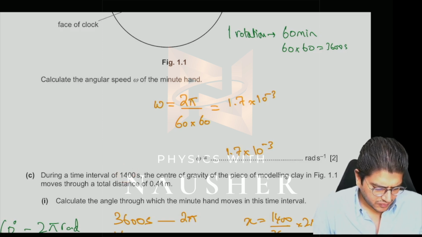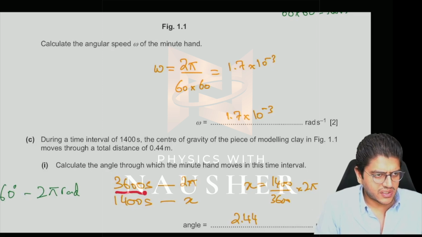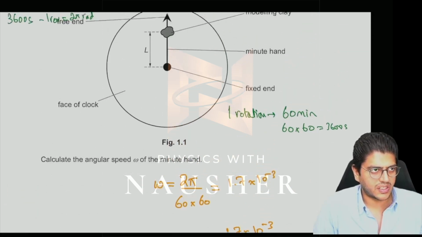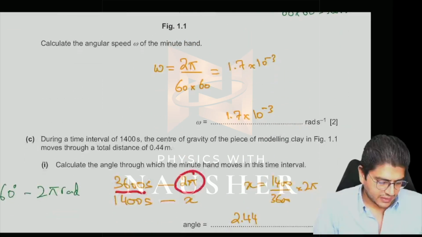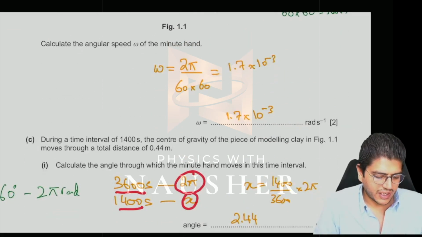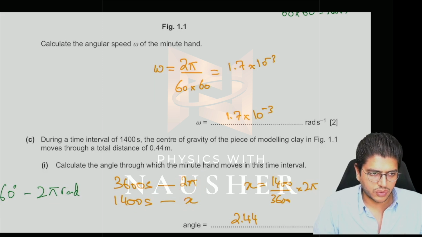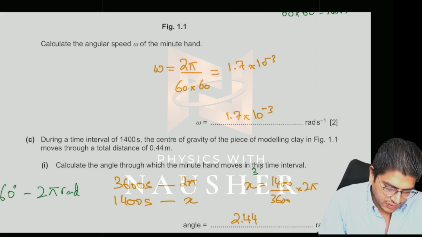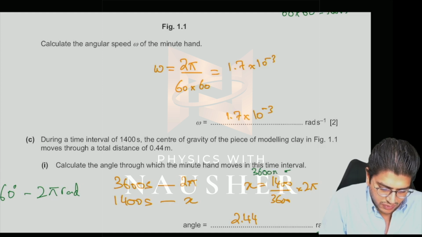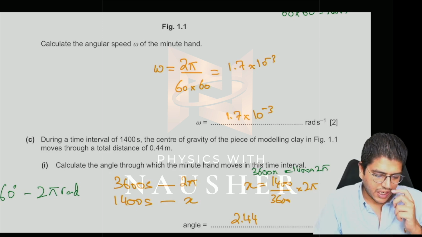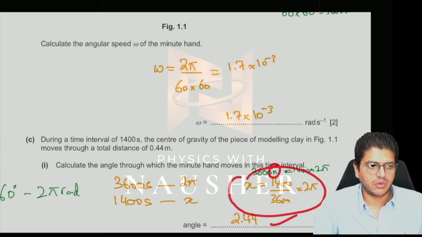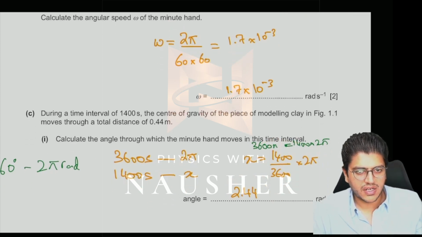seconds? For 3600 seconds, we know that the angle we cover is 2 pi. 2 pi is equivalent to 360 degrees. And for 1400 seconds, it'll be x, so you can just cross multiply the two. 3600x should be equal to 1400 into 2 pi. You can calculate the value of x by making x the subject, and I've done that over here. Your answer will be 2.44 radians.